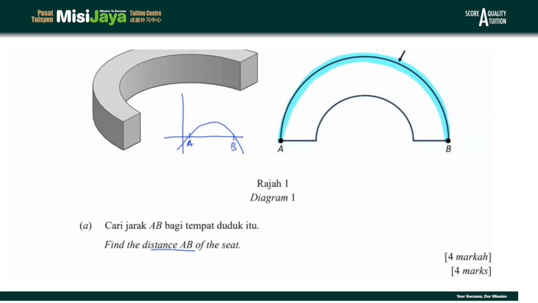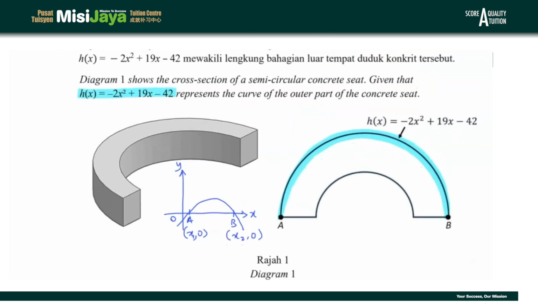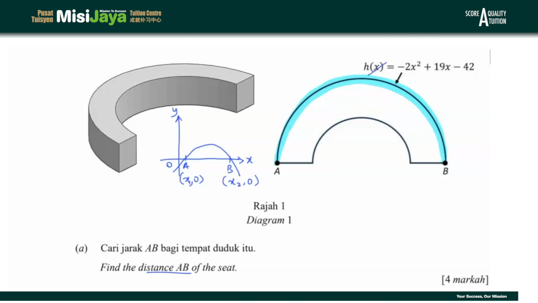So if it lies on the x-axis, therefore y is equals to 0. So this is x1, comma 0, and then this is x2, comma 0. We're going to find x1 and x2, and then find the difference, and then we'll get the distance of AB. So I'm going to use the function given, h(x). When this is equals to 0, find x.